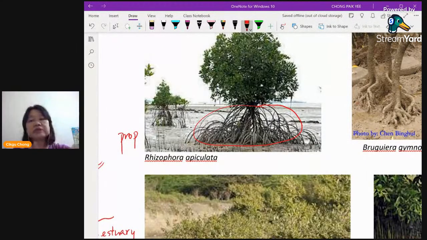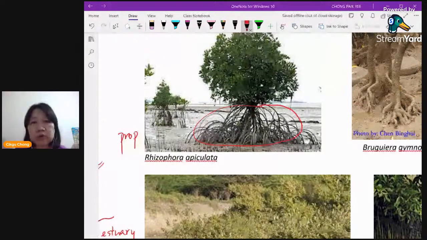Okay, the reason is because the soil is very soft. Okay, as you know, this is mud. Swampy areas are all muddy. So if you do not have good grip on the soil, good support, the whole plant can just topple over when the wind blows. Okay, so you have prop roots. This is Rhizophora apiculata roots.